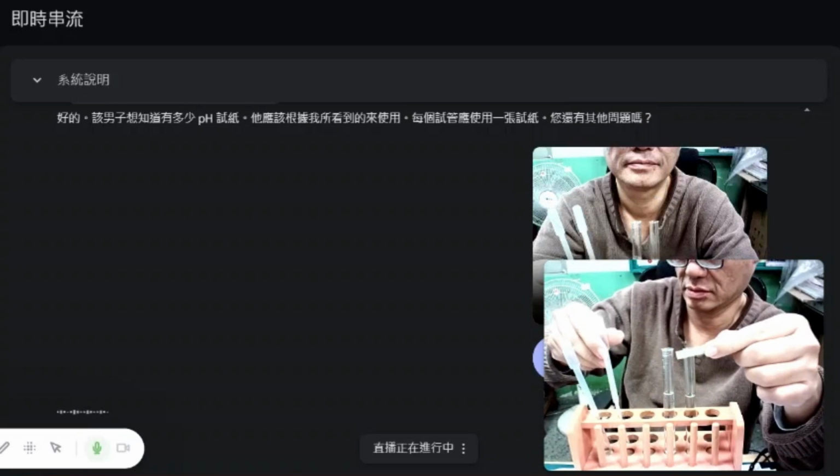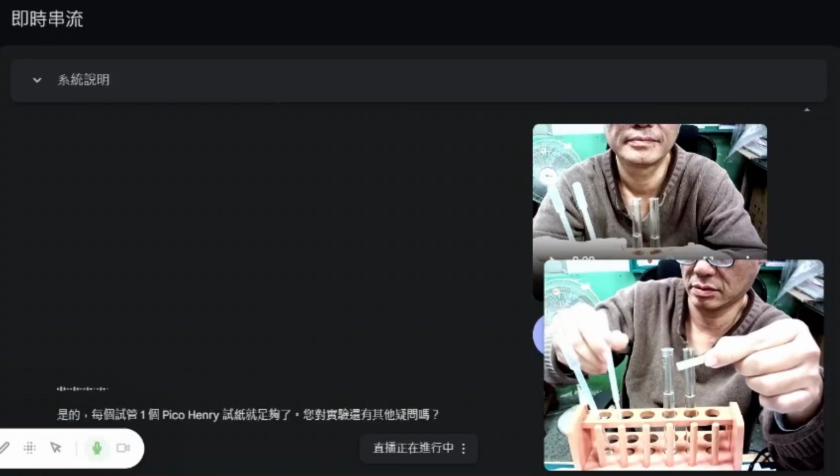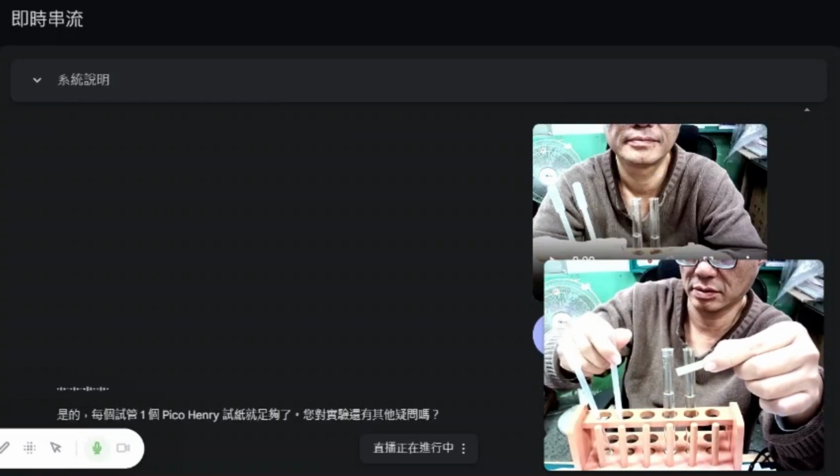Yes, 1 pH strip should be enough for each test tube. Do you have any other questions about the experiment?